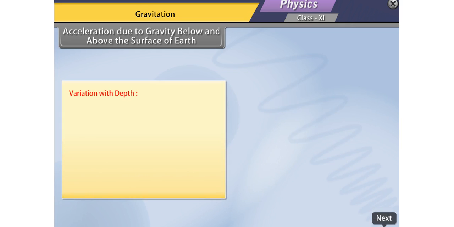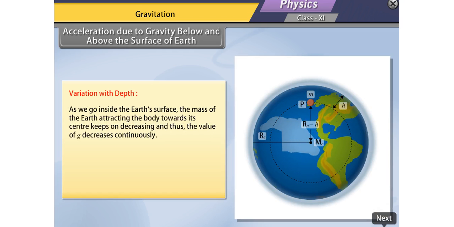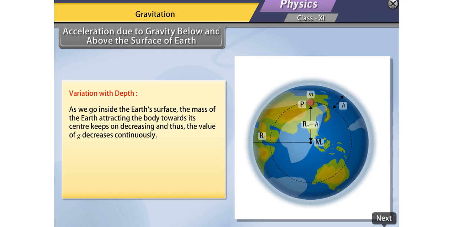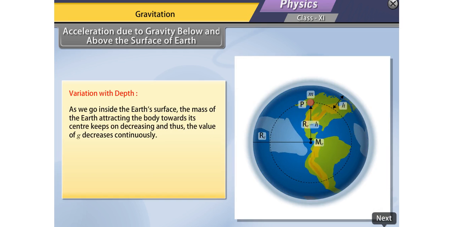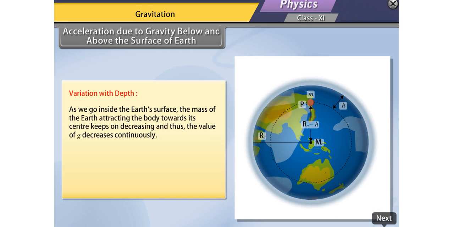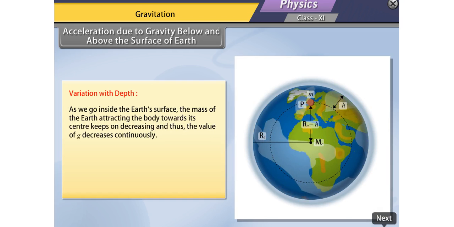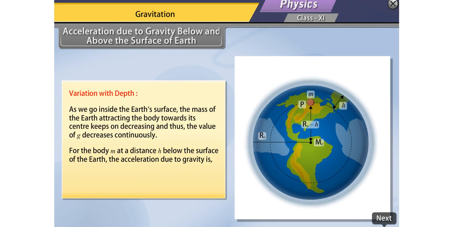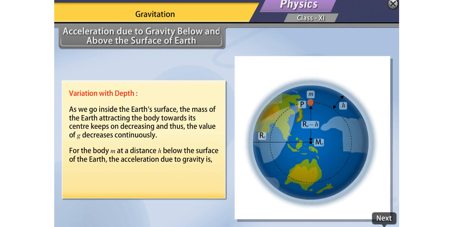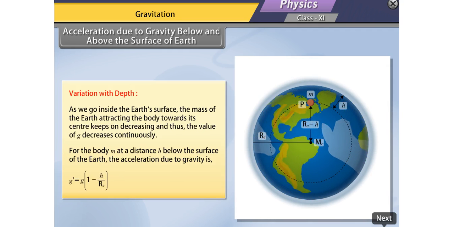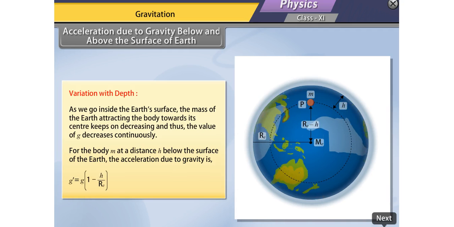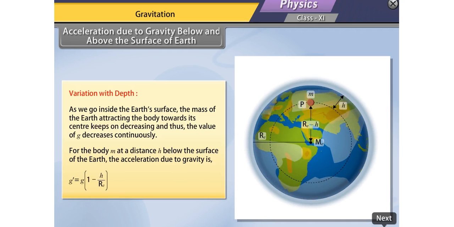Variation with depth. As we go inside the Earth's surface, the mass of the Earth attracting the body towards its center keeps on decreasing, and thus the value of g decreases continuously. For the body m at a distance h below the surface of the Earth, the acceleration due to gravity is g' = g × (1 − h/Re).